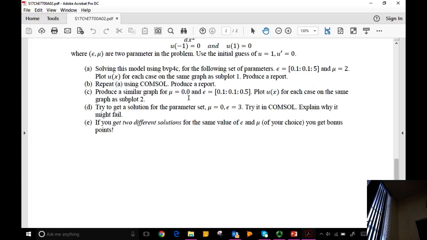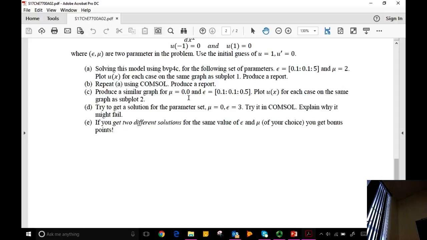Now for mu equal to 0, this term drops out. So all you have is just e to the power u. Right? So there are two different solutions. One would be like this, the other one would be something like this, for exactly the same value of epsilon.